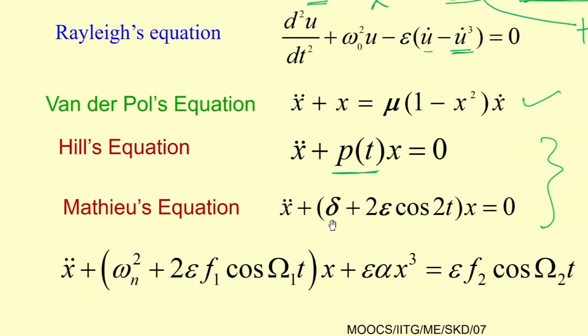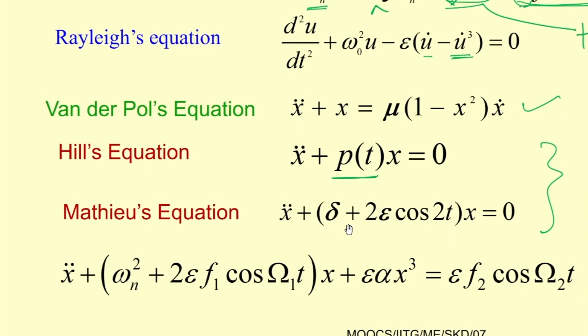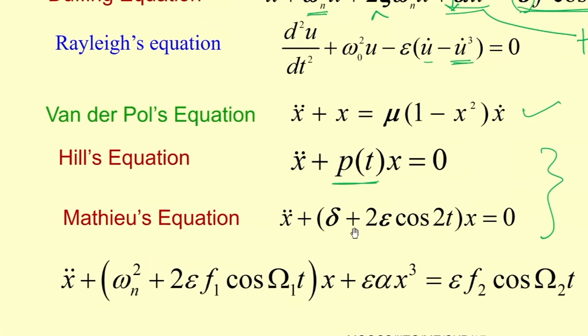So this p(t) is replaced by delta plus 2 epsilon cos 2t. This is a periodic term. In general p(t) can be any periodic function, but the Mathieu equation is written using this harmonic term, that is 2 epsilon cos 2t. Also, instead of putting a single forcing, we can have multiple forcings. This way we can have different nonlinear equations.